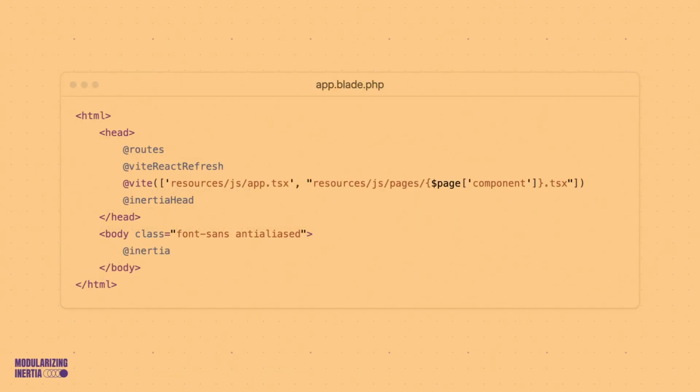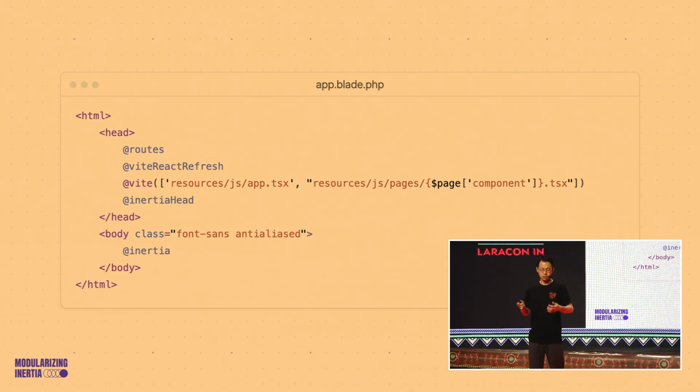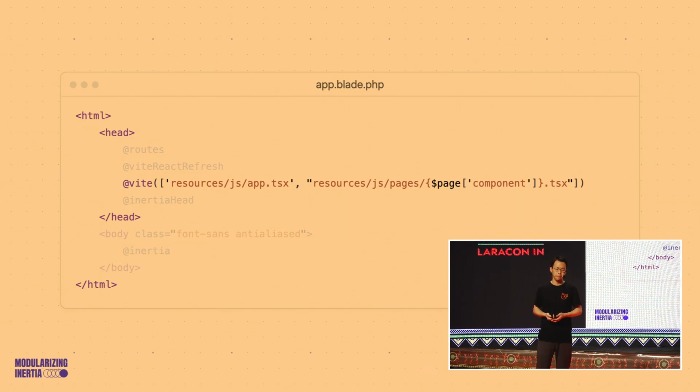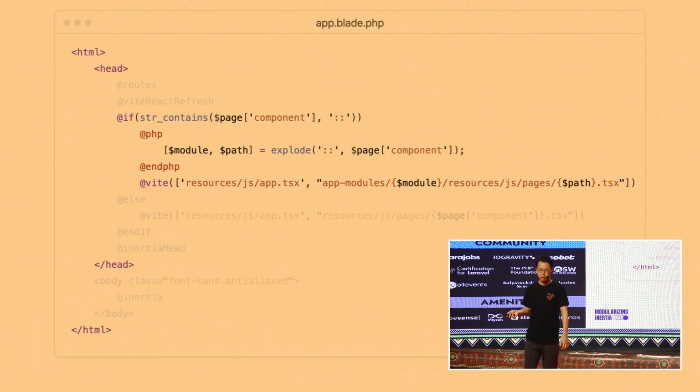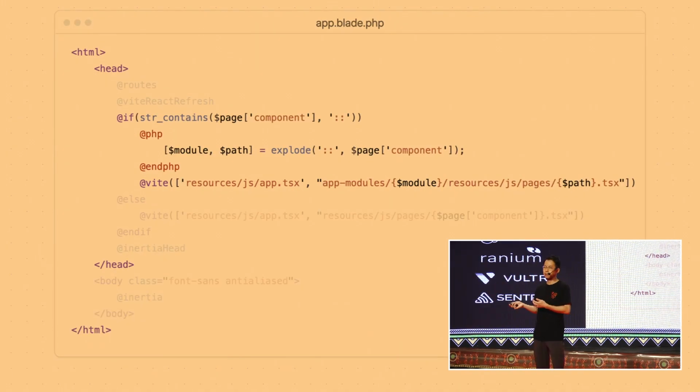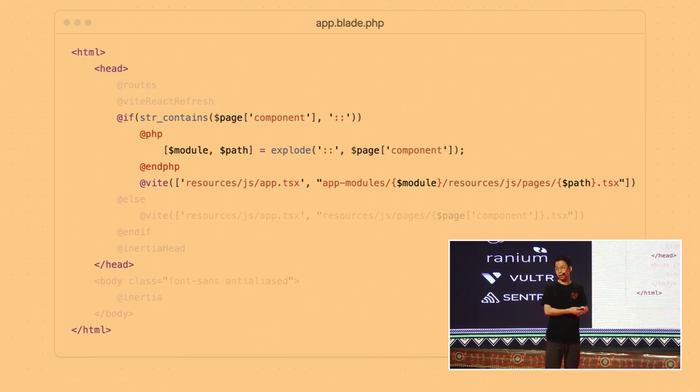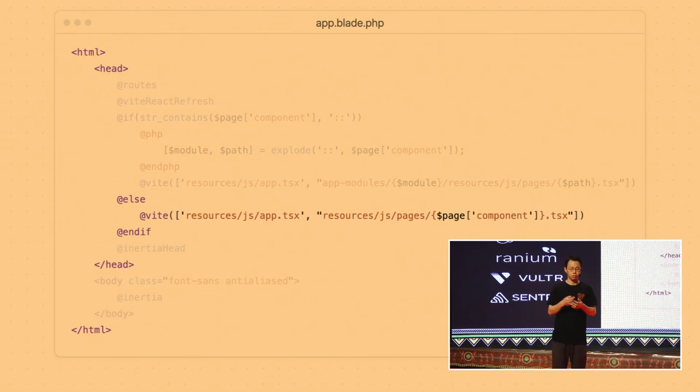We also need to update one more file, which is the app.blade file. It's an entry point to the application, and it specifies the Inertia entry point file, app.tsx, as well as the page component for the initial page load. So we can do pretty much the same thing. If the component name includes the module prefix, render the component from the module, otherwise fall back to the default folder. So now we are ready to develop a modular Inertia application.